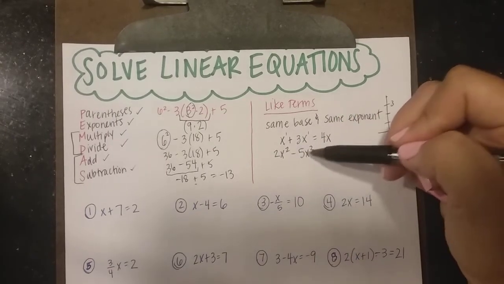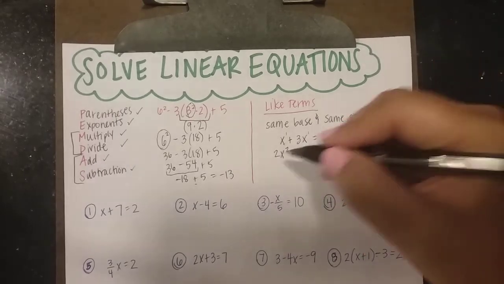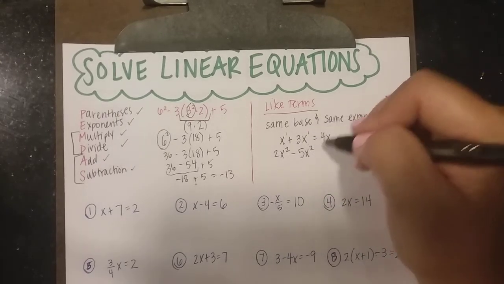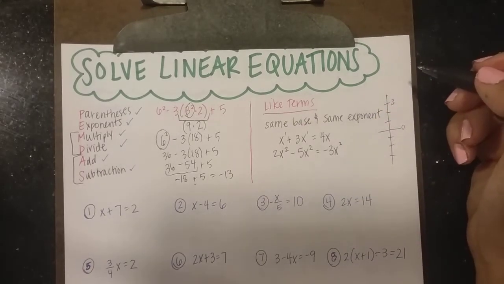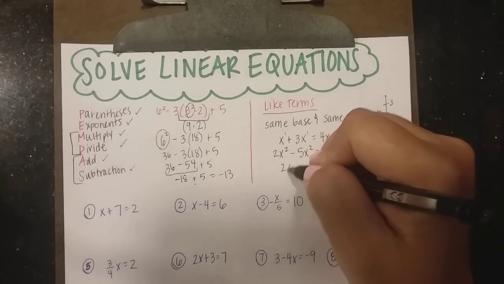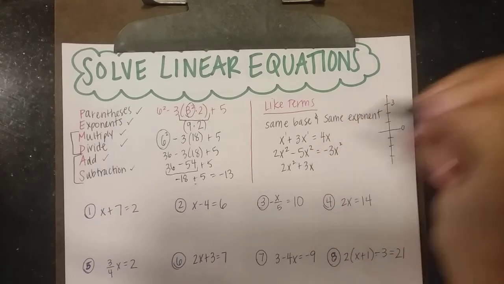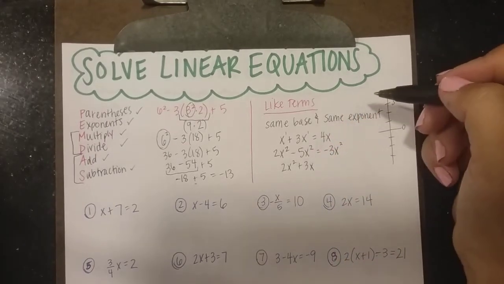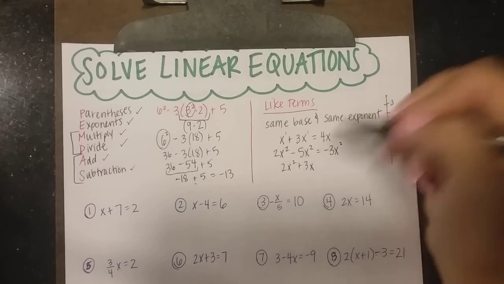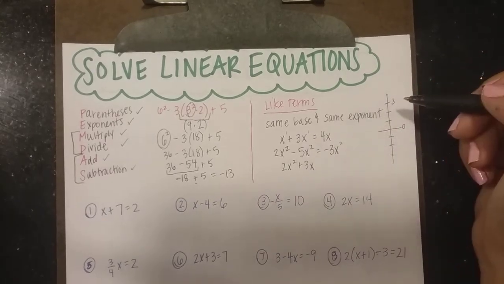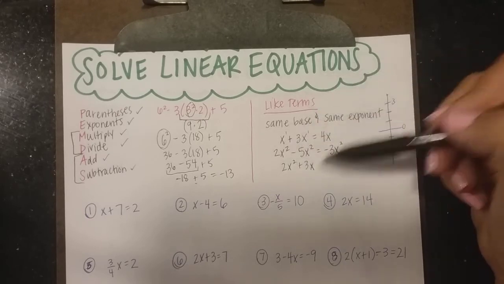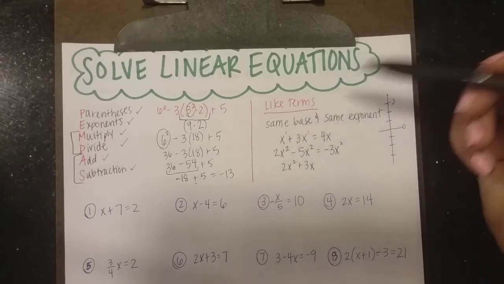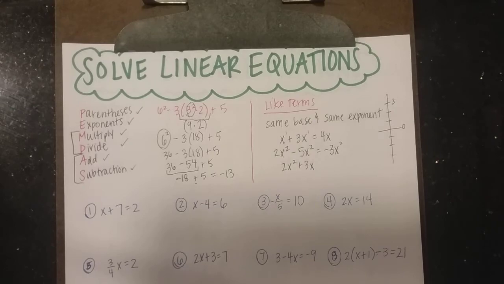Both of these are x to the second power, so I can combine those. I have 2, and I'm subtracting 5, so that's going to give me a negative 3x squared. But if I had 2x squared plus 3x, I can't combine those because this one's x squared, this one's x to the first power. So those are not like terms. So you can only combine like terms, and that's going to come into play a little bit because we're going to have multiple x terms in the equation.